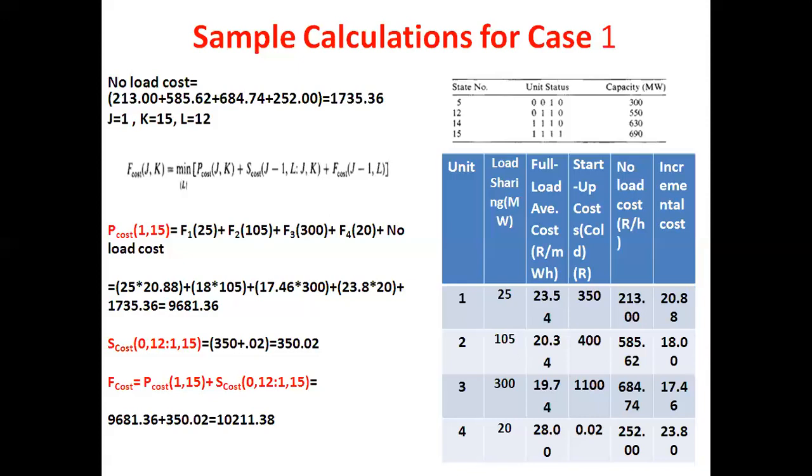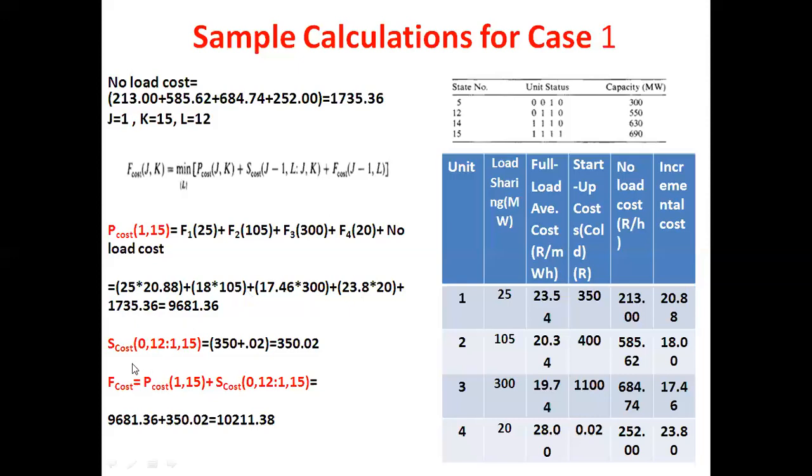The production cost is the power that is delivered, or shared, by that particular unit. Say for unit 1, it is sharing 25 megawatt and the incremental cost is 20.88. So it is the multiplication of load sharing, 25, into incremental cost, 20.88, and it will be done for each unit. In this way, for unit 3 and unit 4, plus the no load cost, that is 1735.36, the total will become 9681.36. This is the total production cost.